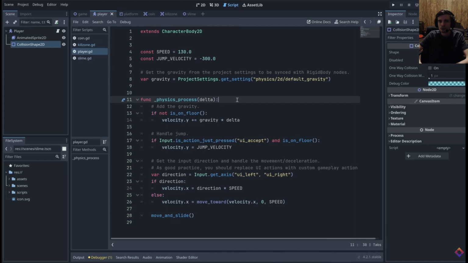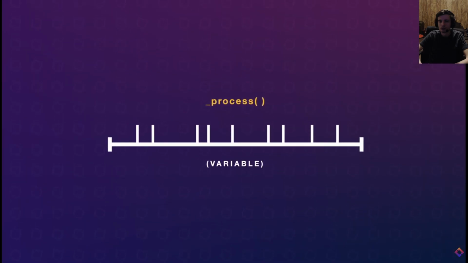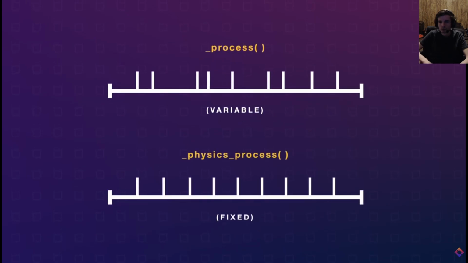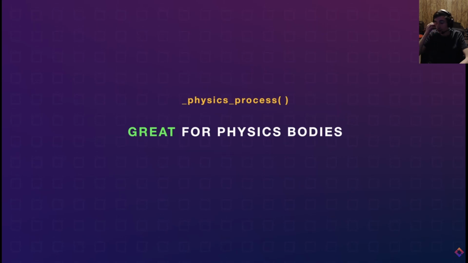Physics process is very similar to the process function we used for our enemy. However, while process is great for a lot of things, there is one part of the game engine that really struggles with not knowing how many times per second it is going to be run. That is the physics engine. Physics in general need to update at fixed intervals to avoid janky behavior. Luckily, physics process solves this problem because it runs at a fixed rate, 60 times per second by default. This is independent of your game's actual frame rate and helps physics run smoothly. We use it for anything that involves the physics engine, like moving something that should collide with its environment.